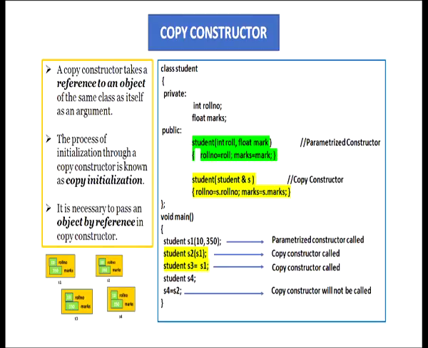Now, let us see the next statement, which is student S3 equal to S1. In this case also the copy constructor will be invoked, and the values of S1 will be shared with s, and the data members of the object S3 will get values 10 and 350. So, you can see the memory diagram again. Now, let us see the next statement. We have declared an object S4 of class student, and then we are saying S4 equal to S2.